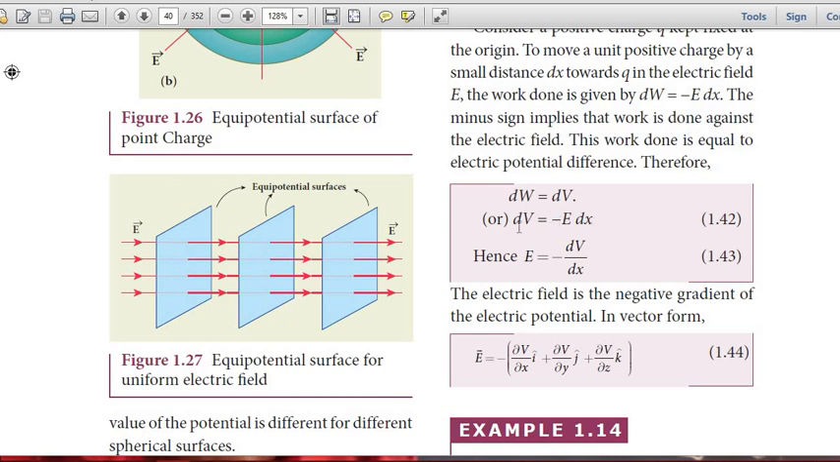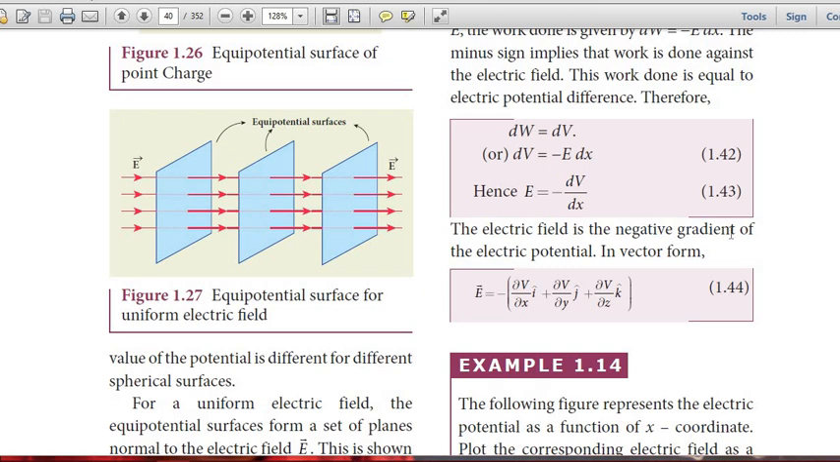Rearrange further. Moving dx to the left-hand side, the equation becomes E is equal to minus dV by dx. Now the electric field is the negative gradient. The electric field is always the negative gradient of the electric potential. To write the vector formula for this step: E vector is equal to minus of dou V by dou x into i cap plus dou V by dou y into j cap plus dou V by dou z into k cap.